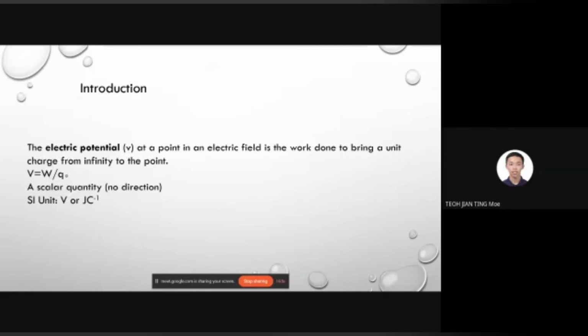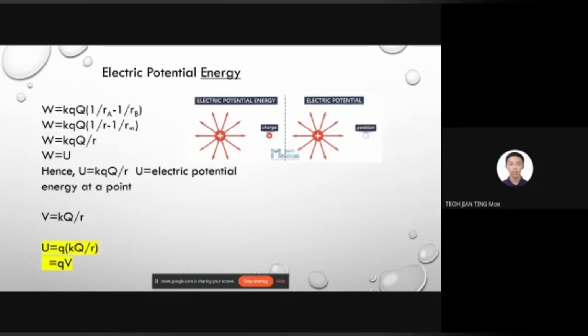First of all, electric potential energy. W equals kQq multiplied by 1 over rA minus 1 over rB. Since we know that electric potential energy is the energy of bringing the charge from infinity to a point, we can assume that rB equals infinity. So we can cancel it and we get W equals kQq over r.